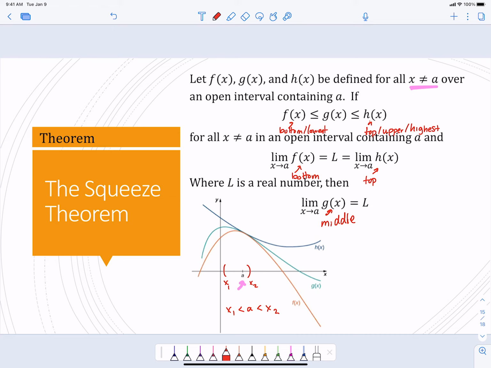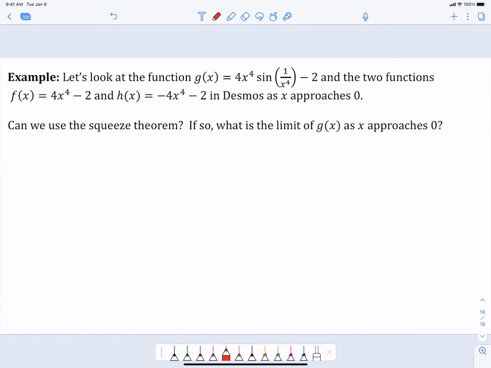How this is used, more in practice with mathematicians when they're trying to do limits, is we usually have g of x, that middle function, and we're trying to find the functions above and below it so that we can squeeze it in between. But we're not quite there with us wanting to do that. So you'll get questions more like this, where we say, okay, we have g of x, it's 4x to the fourth times sine of 1 over x to the fourth minus 2.